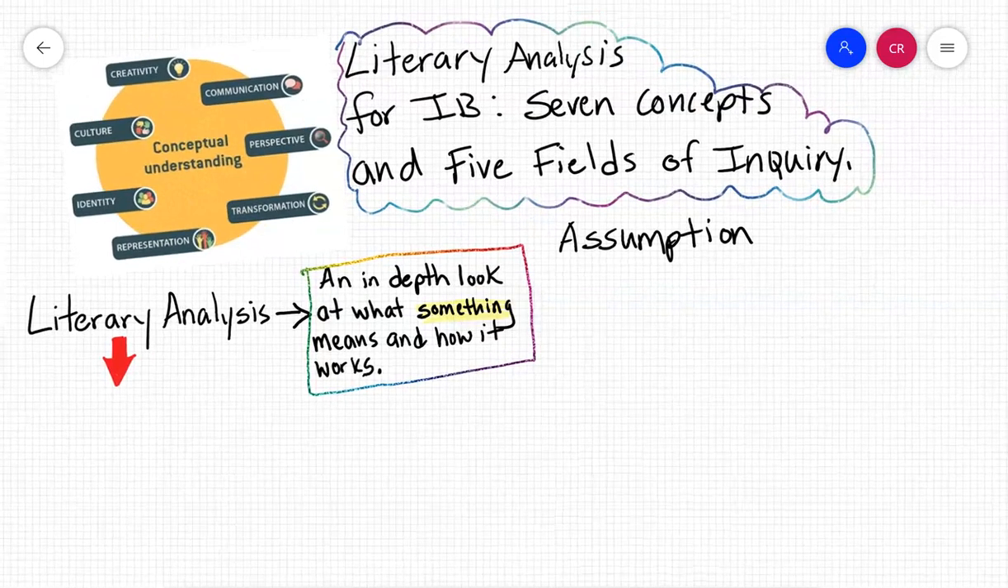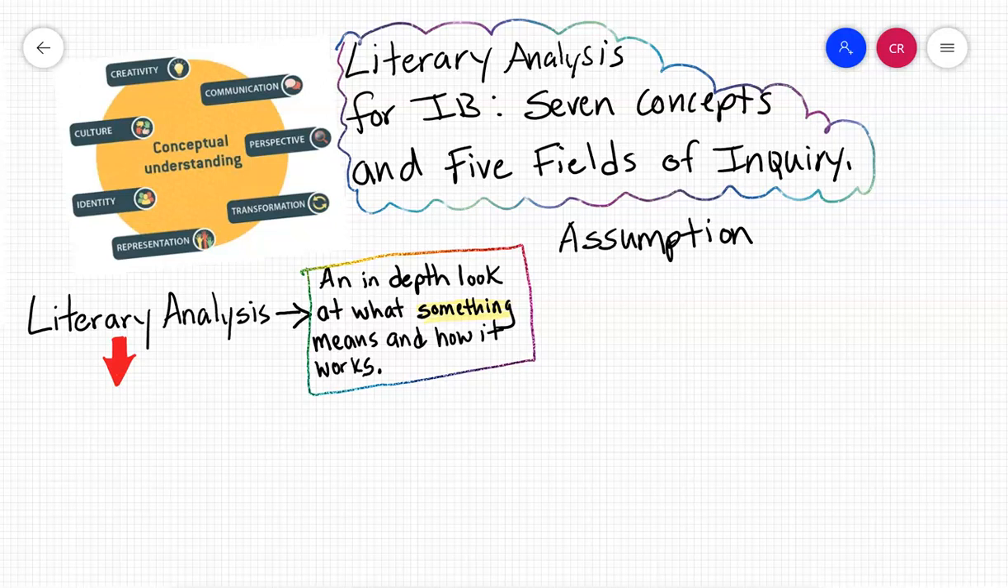This information will be valuable not only for your HLSA, but also for your individual oral and the 2 papers you're going to write in May. And to be honest, it should be valuable for any kind of literary analysis writing you may need to do, either for the IB, for AP, for high school, or for college. This is the first in a series of videos I will be making. It's also my first time using this platform, so please bear with me.